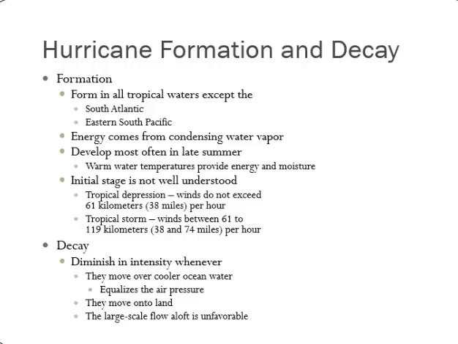A hurricane forms in tropical waters. It doesn't form in the South Atlantic or in the eastern South Pacific, but usually in the Caribbean Sea, in the Middle Atlantic area, near the tropics. That's where tropical storms and hurricanes usually form, and they come from condensing water vapor. Water vapor rises very quickly because of the heat, and that causes kind of like a vacuum in the middle, a very, very low pressure system.